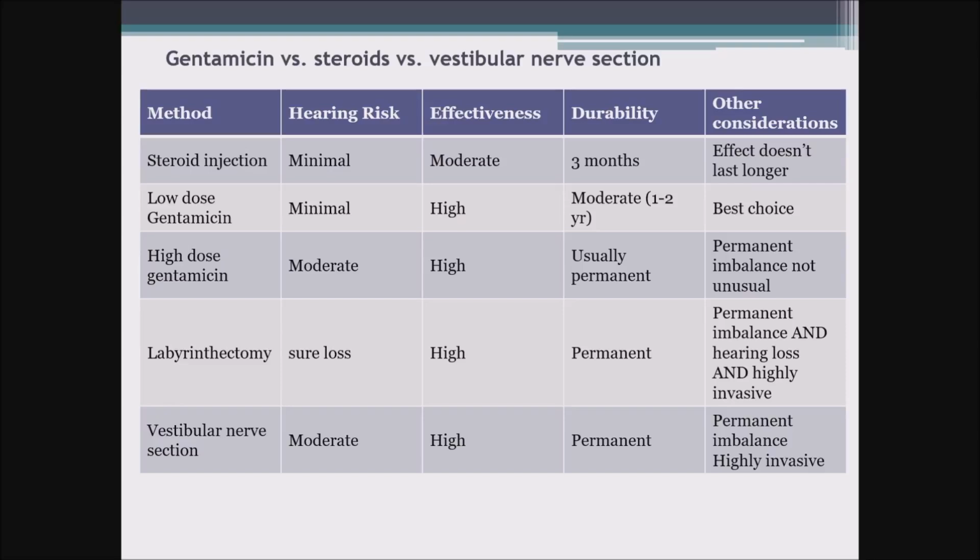Vestibular nerve section again is becoming more popular, because hearing risk is less and durability is permanent, but I think it is a highly invasive procedure.